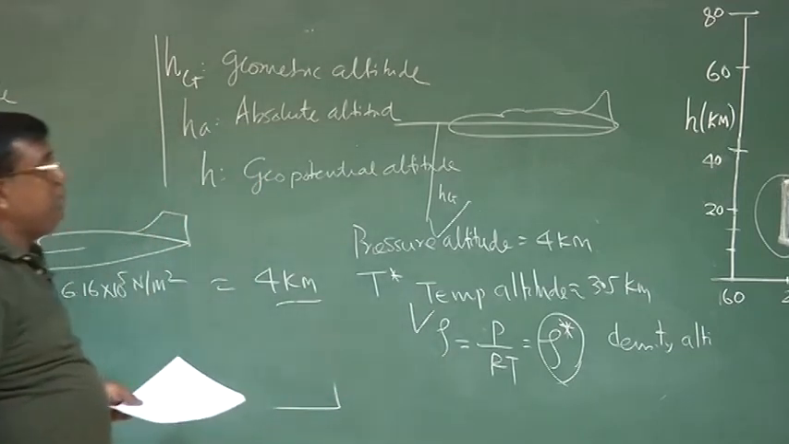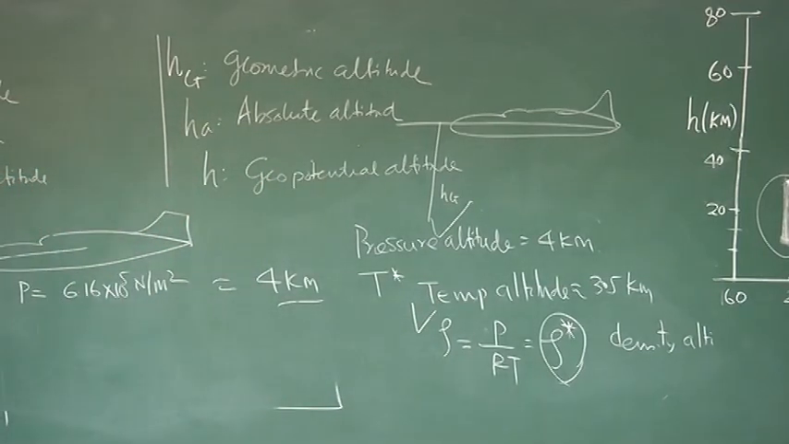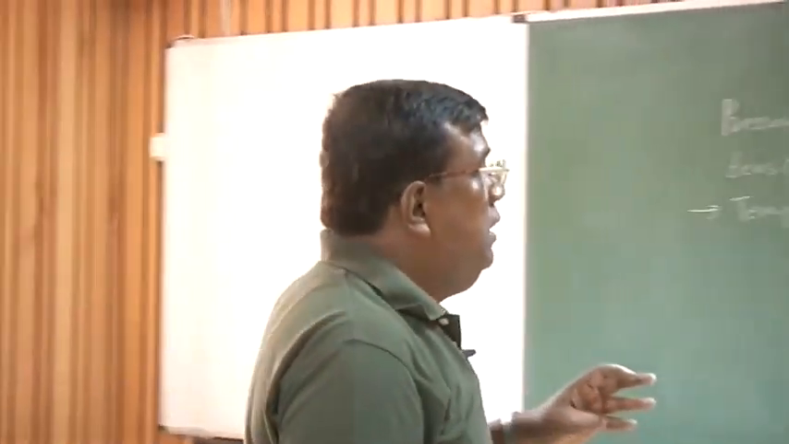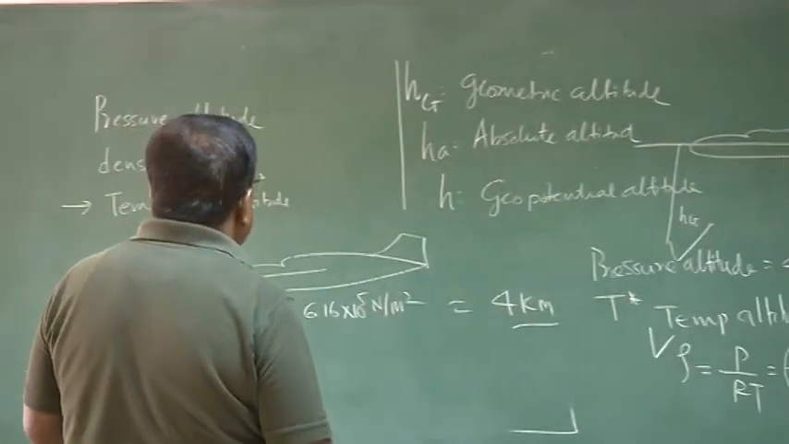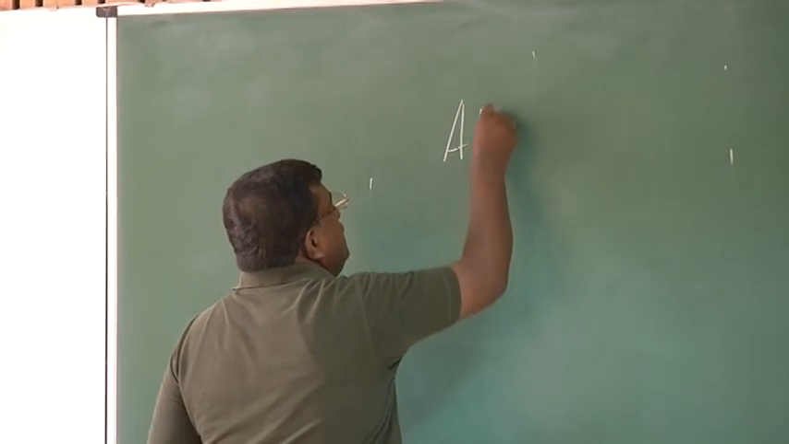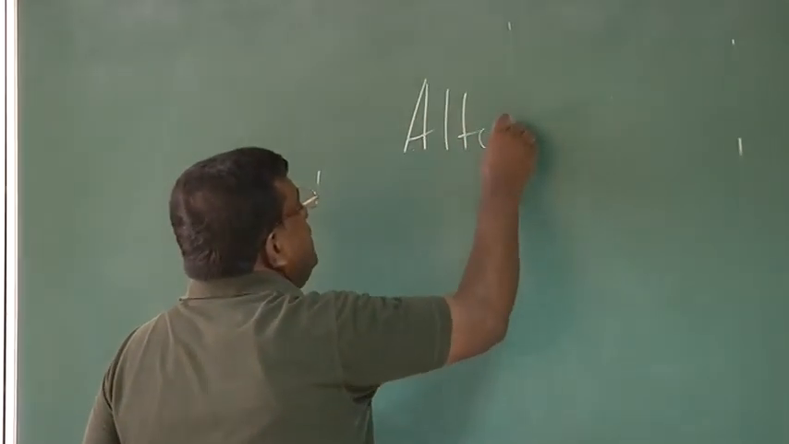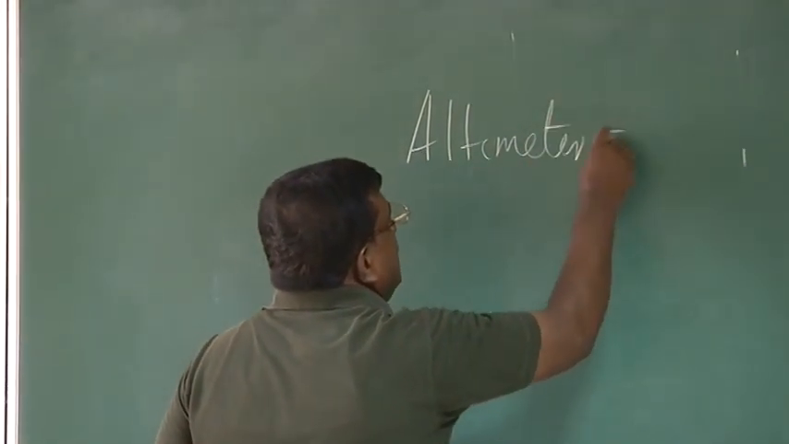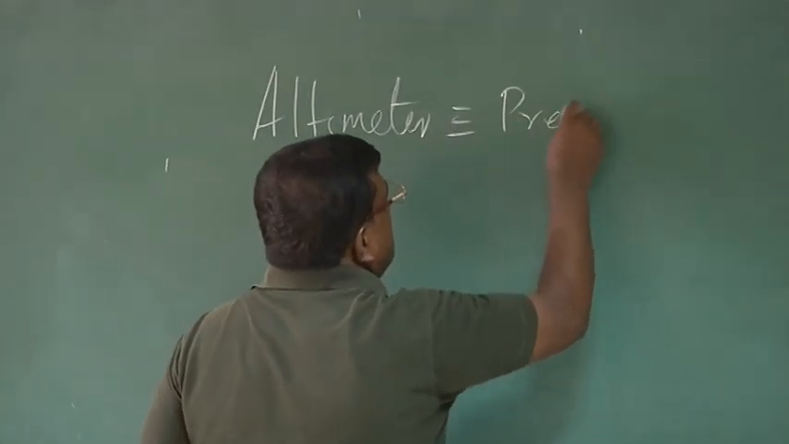So what is the point I'm stressing? Even if you are flying at the same geometric altitude, the pressure altitude, the temperature altitude, and the density altitude will not be the same. And that altimeter, you will see some video on this. The altimeter actually gives us the pressure altitude.